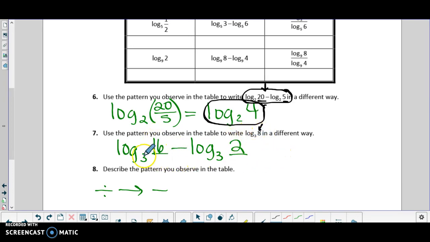You could have also done log base 3 of, heck, I don't know, 32 minus log base 3 of 4. 32 divided by 4 would give me 8, okay? The key is that they always have the same base. And these different rules can only happen when you have the same base, okay? So division goes with subtraction.